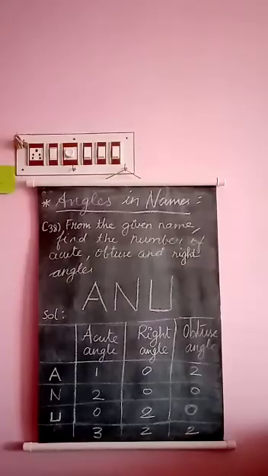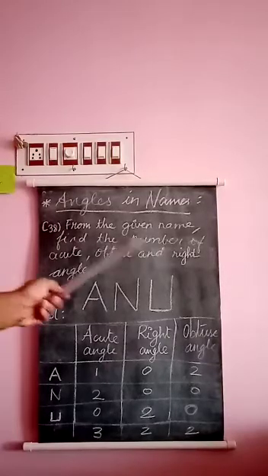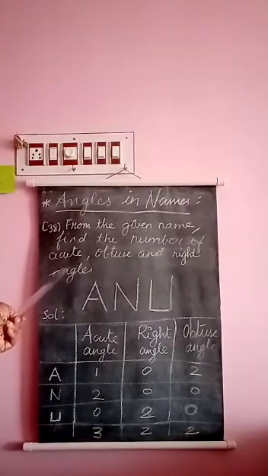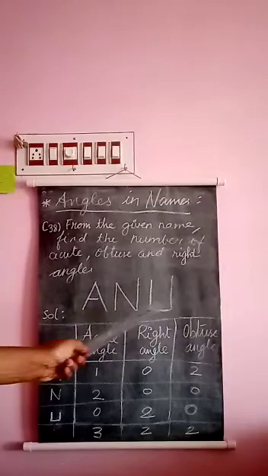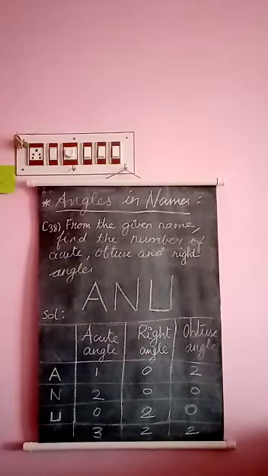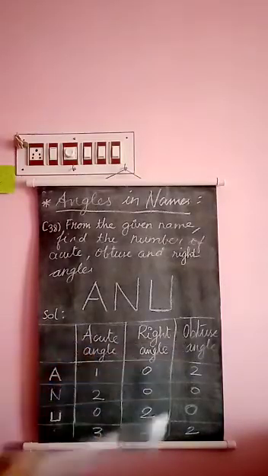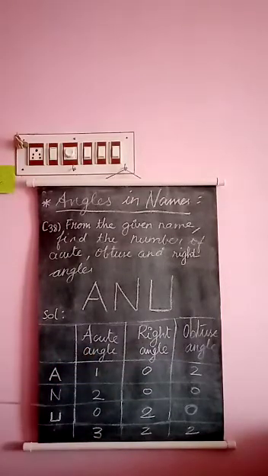The next topic is angles in names. C38. From the given name, find the number of acute, obtuse and right angles. So what is the name given? Anu. Now make a table like this. 1, 2, 3, 4 columns. 1, 2, 3, 4, 5 rows. Write acute angle, right angle and obtuse angle here. Write A, N, U in separate rows. Then find how many acute angles are here.